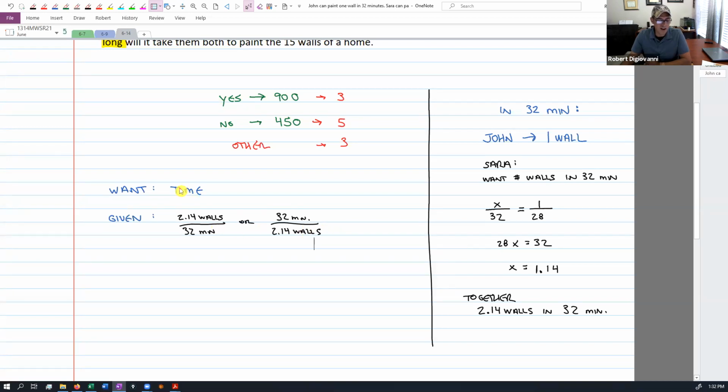So we want to know time. So we're going to use this proportion or this ratio, and we will write down the amount of time it takes them over walls, 15 walls. That's what we want to know. How long is it going to take to do 15 walls? Should be equal to the 32 over 2.14.